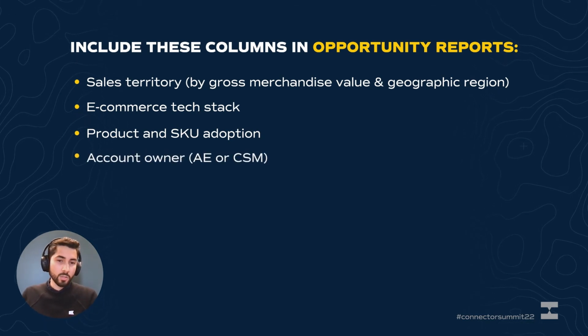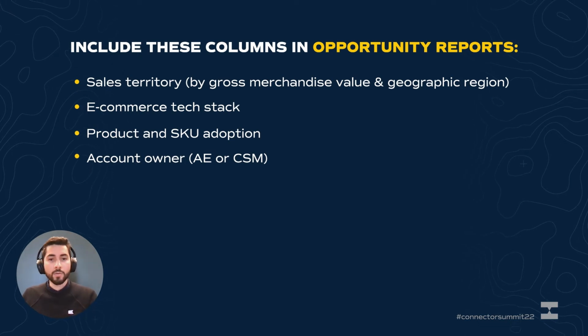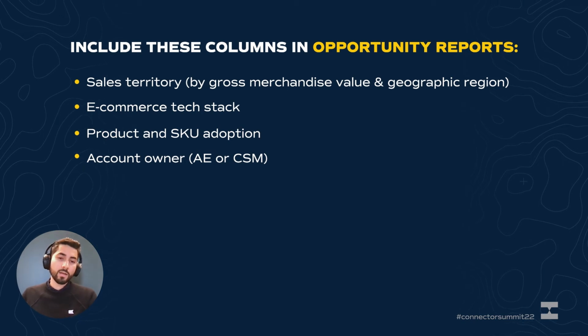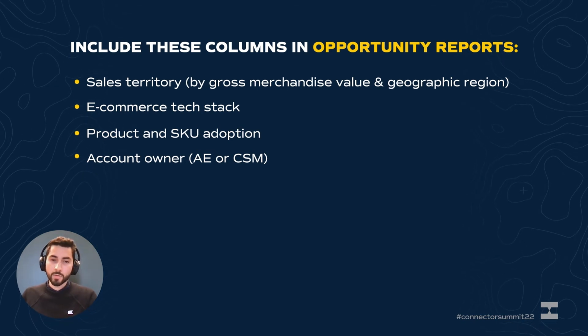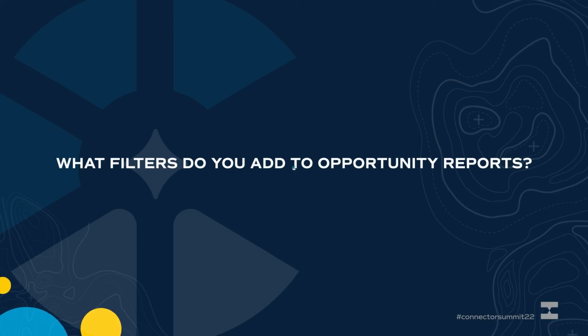And then finally, we're also looking at the account owner, letting our partners know who is the account executive or customer success manager here at Klaviyo that they can communicate with if they are looking for more information or intel. Gotcha. So what filters do you add to your opportunity reports?